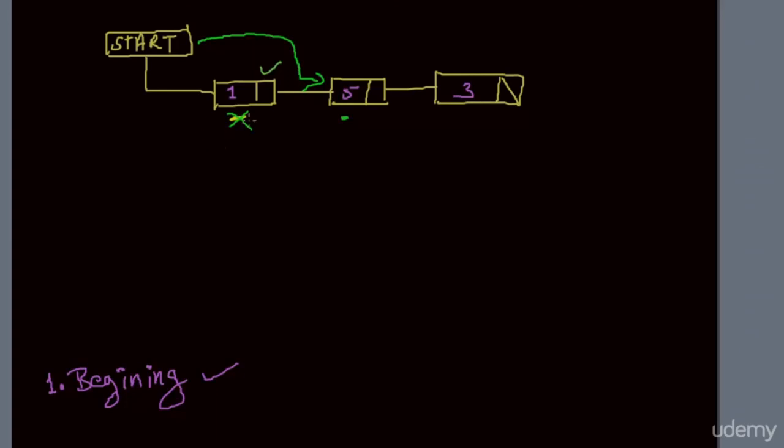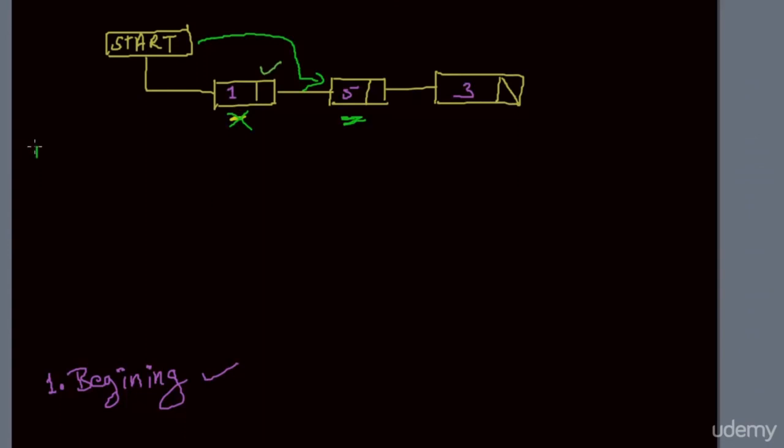Start is pointing to the first node. We don't want that. We want start to point to the second node, and later we want to delete the first node. Very simple. Now in order to do this, we first need the address of the second node, because we want start to point to it. And second, we want to delete the first node, and for that we would require the address of the first node. So how can we achieve this?